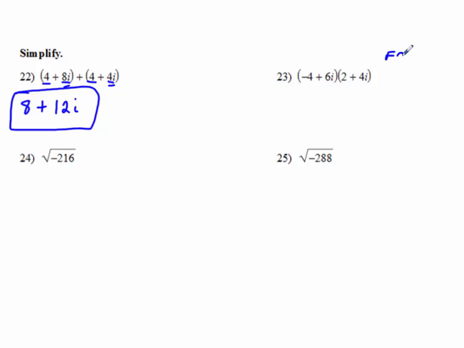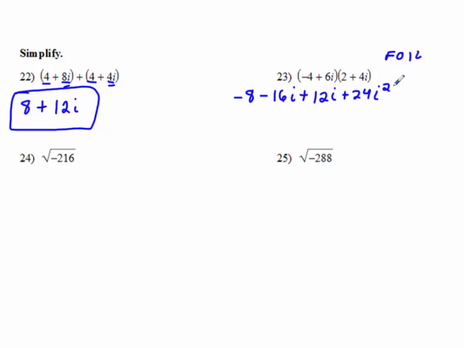23, we're multiplying, so we're going to FOIL. So first, negative 4 times 2 is negative 8. Outer, negative 4 times 4i is negative 16i. Inner, 6i times 2 is 12i. Last, 6i times 4i is plus 24i squared.